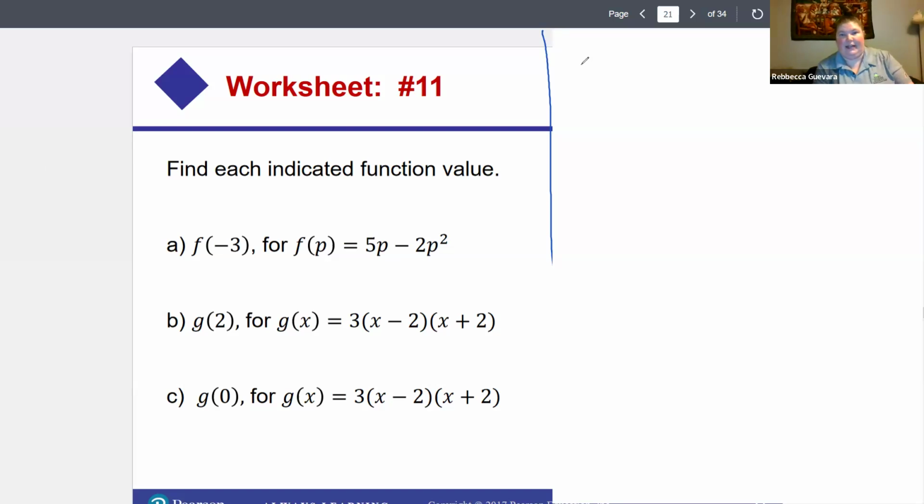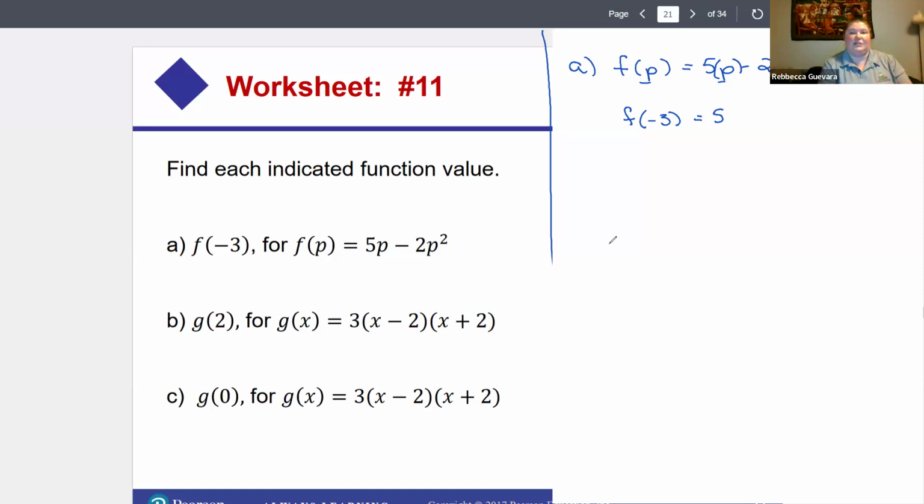So let's start with A. According to A, we have a function called f of p. So p is my input, which equals 5p minus 2p squared. And we were asked to find f of -3. So that means every place I have p, we're going to replace with -3. And I always say it might be easiest to write parentheses around all your variables, so you make sure that you keep signs correct and everything while you're doing this.